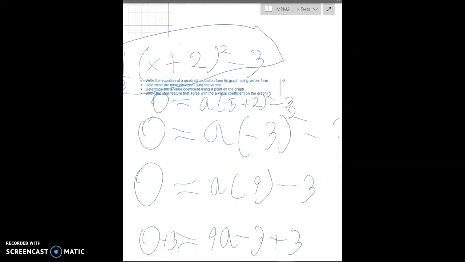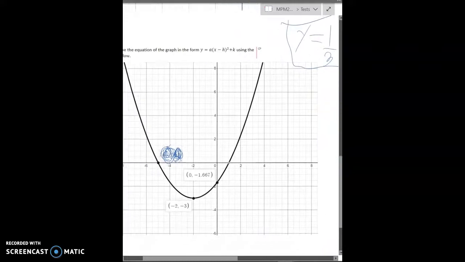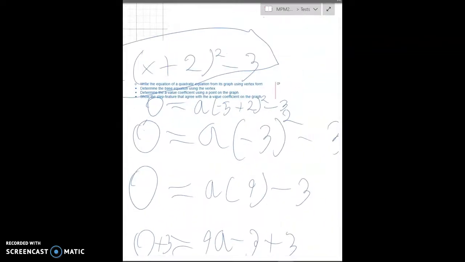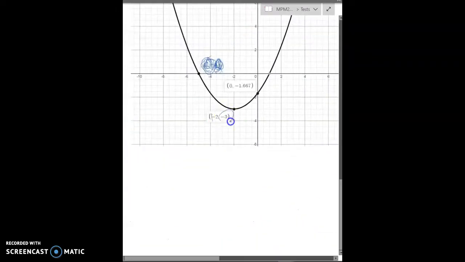Then it is plus 2 squared. The plus 2 squared is because you change this number and then it's plus 2 instead of -2. And then the -3 is the other point here.